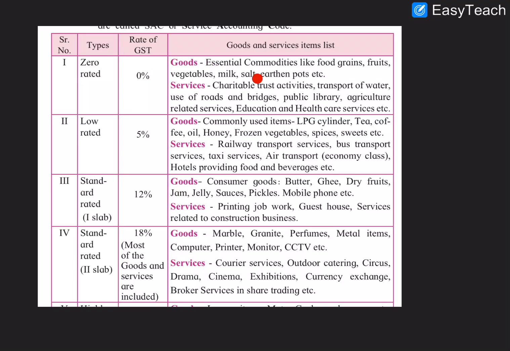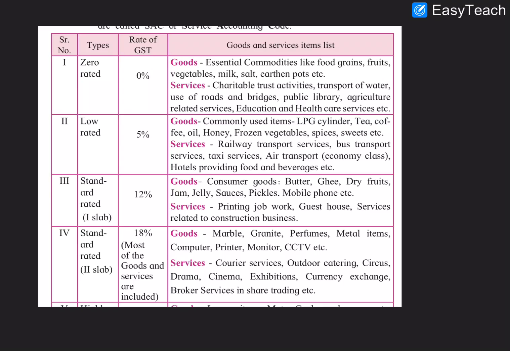What are those items? Essential commodities like food grains, fruits, vegetables, salt, earthen pots, these are the goods. And the services which we don't need to pay any tax for are charitable trust activity, transport of water, use of roads and bridges, public library, agriculture related services, education and healthcare services, etc.